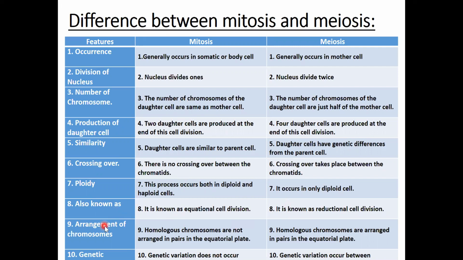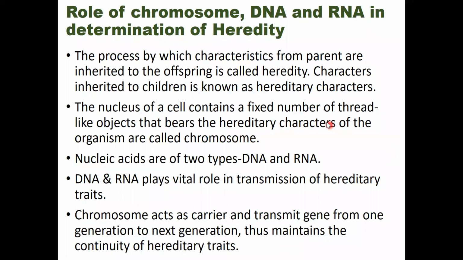Okay. And the arrangement of chromosomes: homologous chromosomes are not arranged in pairs in the equatorial plate in mitosis, and the homologous chromosomes are arranged in pairs in the equatorial plate in case of meiosis. And genetic variation does not occur between daughter cells in mitosis, and genetic variation actually occurs in case of meiosis. Okay.